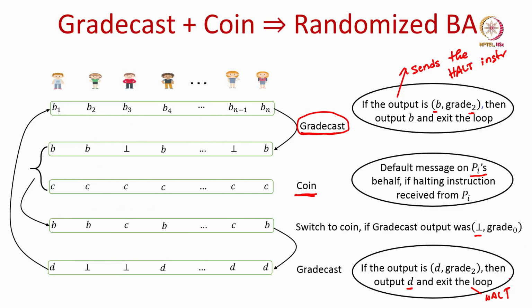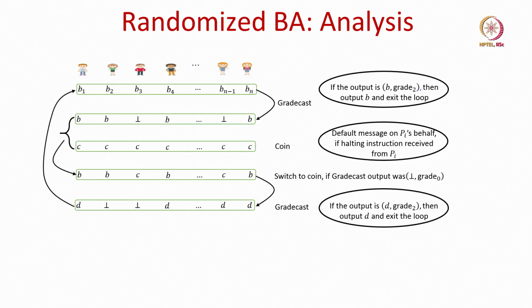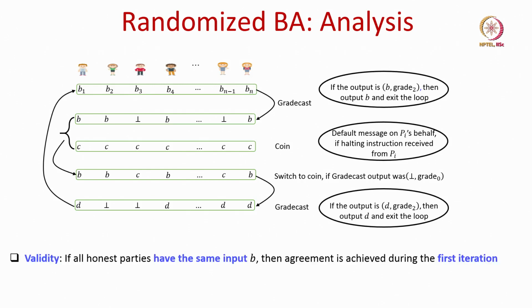And the parties go to the next iteration. Whoever have not halted, whoever have not exited the loop, they go to the next iteration. But the parties who have halted, who have decided to exit the loop, they simply exit with whatever output they have obtained with the highest grade from the corresponding instance of Gradecast. Now, let us see the analysis of this protocol.